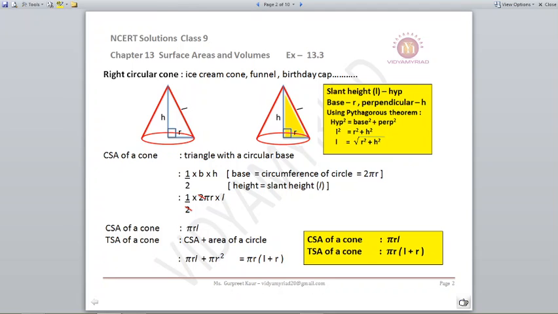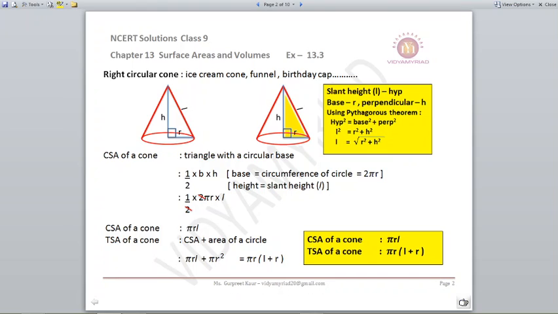Now when we put it into the formula, half will remain as half, base is 2 pi r, which is the circumference of the circle, and height is the L. 2 and 2 get cancelled, so you are left with pi r L, which is the curved surface area of a cone. Same way, we can find out the total surface area of a cone also.